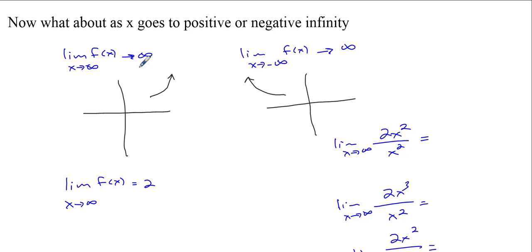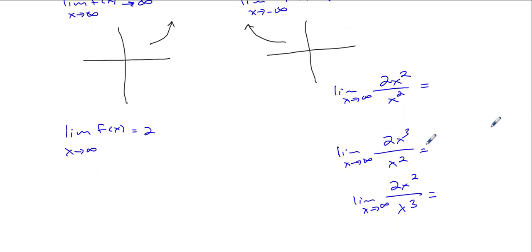Pop quiz. Does this limit exist? Does the limit as x goes to infinity of f of x, if that result is infinity, does the limit exist? No, why not? It's not a number. What's the other thing I called it? What kind of behavior is this? Unbounded behavior.